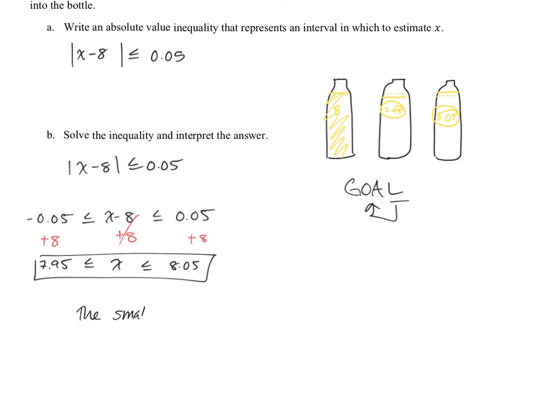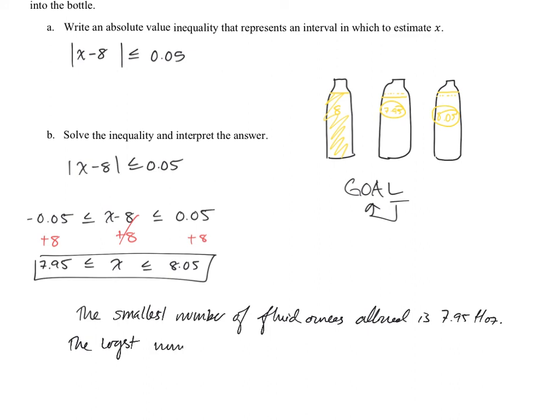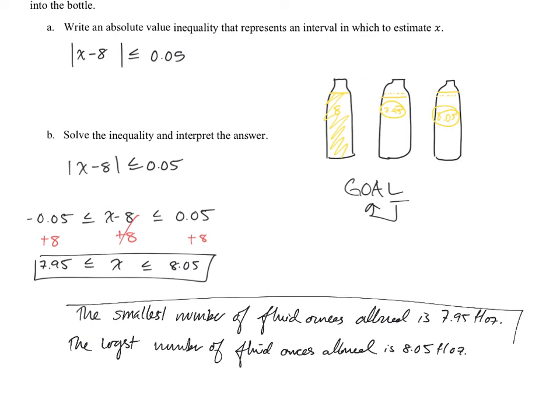The smallest number of fluid ounces allowed is 7.95 fluid ounces. The largest number of fluid ounces allowed is 8.05 fluid ounces. Remember your units, your period, and your capital letter. Okay, there we go. We have translated it.